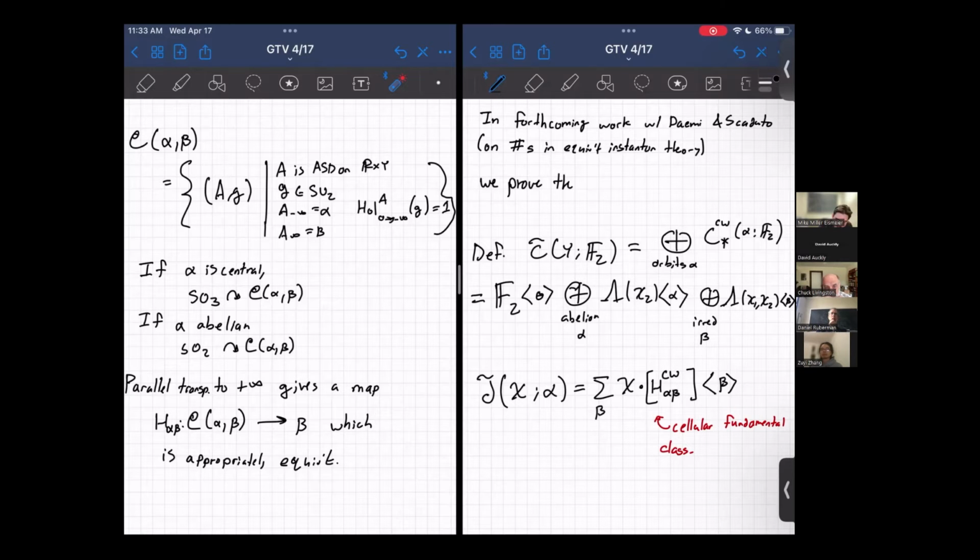So I'll say that in some forthcoming work with Ali Daimi and Chris Caduto, we state and prove the relevant cellular approximation results needed to define this complex, to ensure that we get a cellular fundamental class and to ensure that these have the appropriate product relations, let's say.